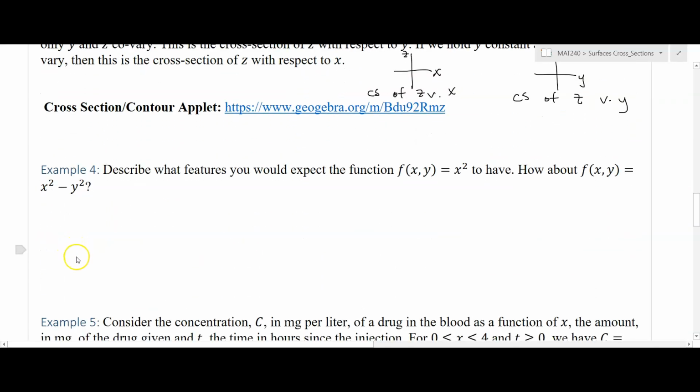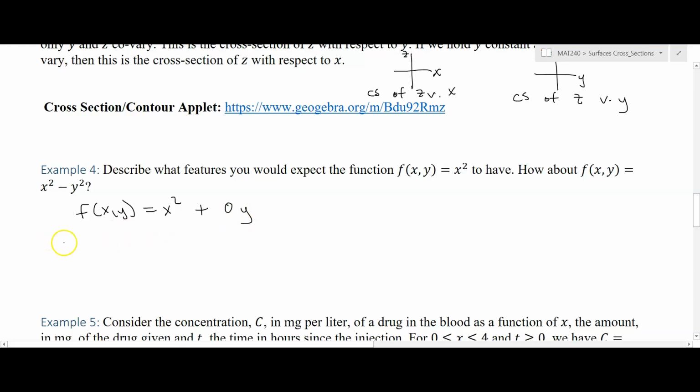Okay, so now that we have a sense of what that looks like, let's see how we would describe a graph without seeing it, what kind of features we would expect this to have. So let's think about the graph of f of x, y equals x squared. Now you see that this doesn't have a y value in it. If you do, however, write this as f of x, y equals x squared plus 0y, then it's as if there is a y variable in the equation. It's just being multiplied by 0, and therefore the value of y will not have any impact on the shape of the graph.